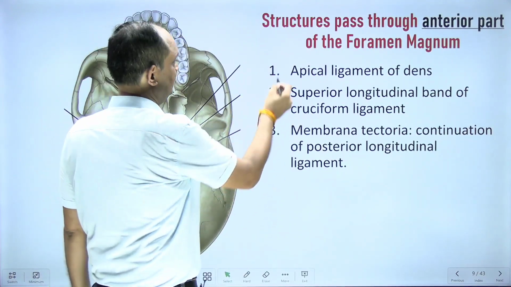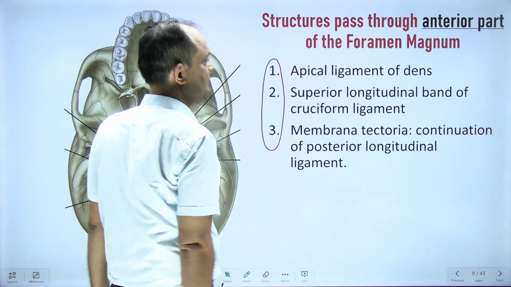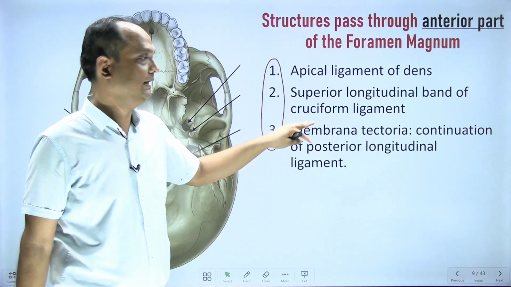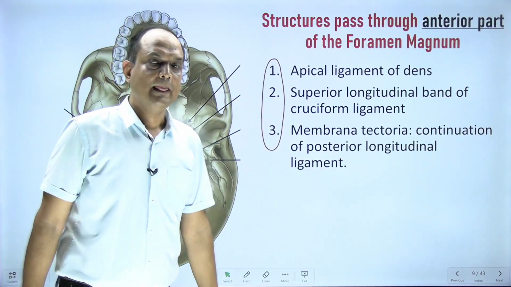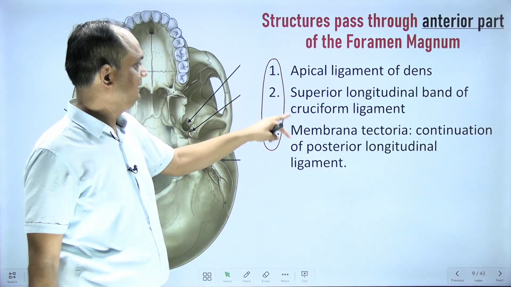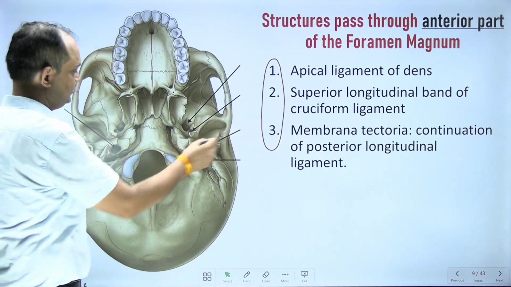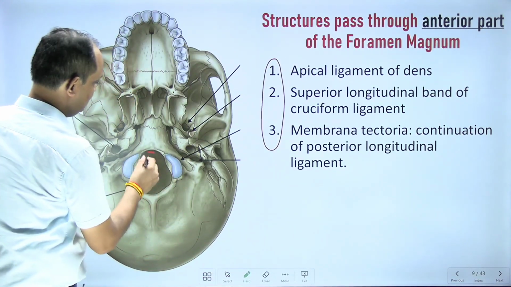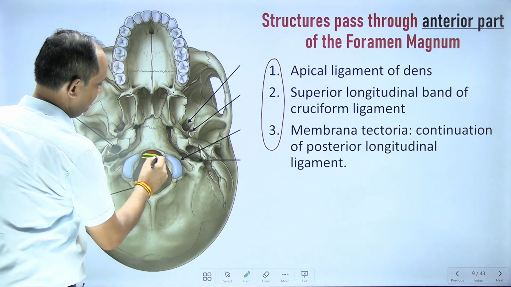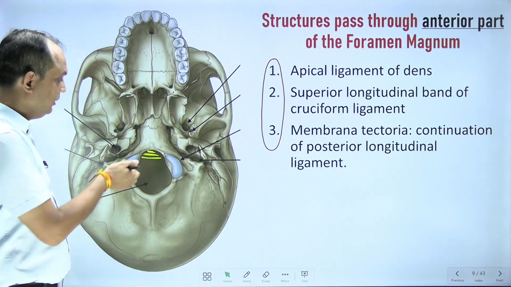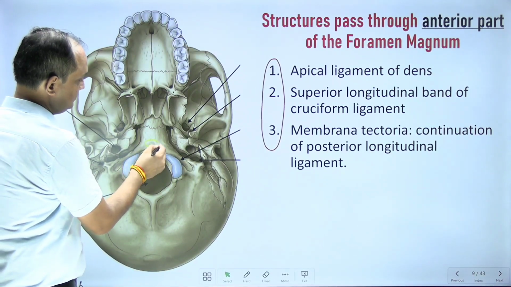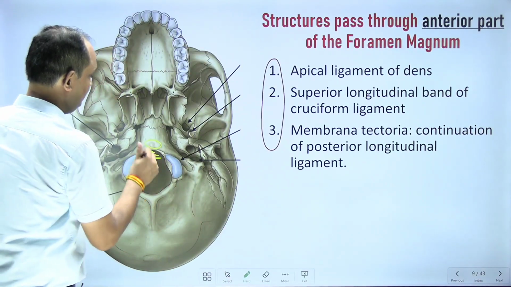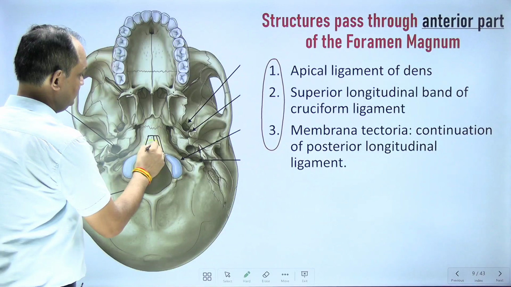In the anterior compartment of foramen magnum, you will have three important relations: apical ligament of Dens, superior longitudinal band of cruciform ligament, and membrana tectoria. Now, my dear students, you have to keep in mind that these three structures, when they enter through this anterior part of the foramen magnum, from anterior to posterior, will go and attach on the inner side of the occipital bone, and the inner side of this part is known as clivus.